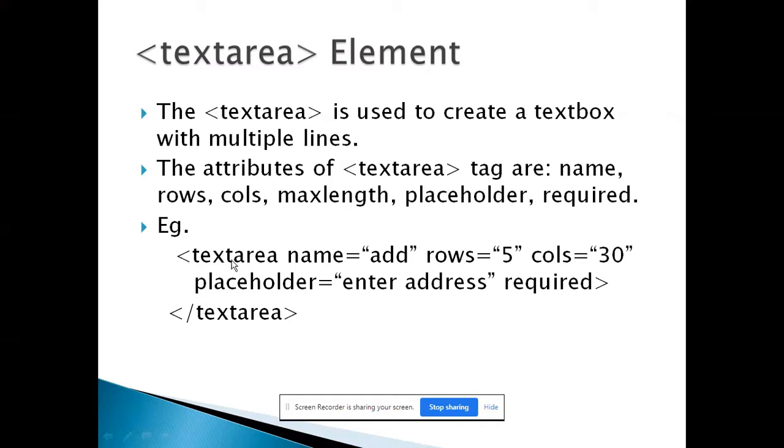So here is one example. Text area, name is equal to address, rows is 5, columns is 30, placeholder is equal to enter address. So this text, enter address, is going to be displayed in the box. Next we have required. Required is going to indicate that this particular field is mandatory. You cannot leave it blank. You must enter some text in that. And finally, there is a closing for text area.